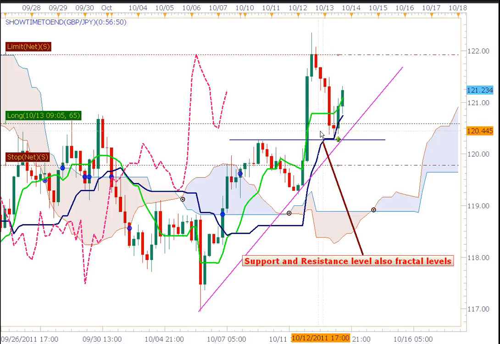I figured, okay, we're retracing. Now we want to find where it's going to stop that retrace level. Well, where it stopped that retrace level was right at the Kijun-sen, right there. And you can see it right here on this candle. It touched right on that level, which also was in line with this high right here, this fractal level, or this support and resistance line.